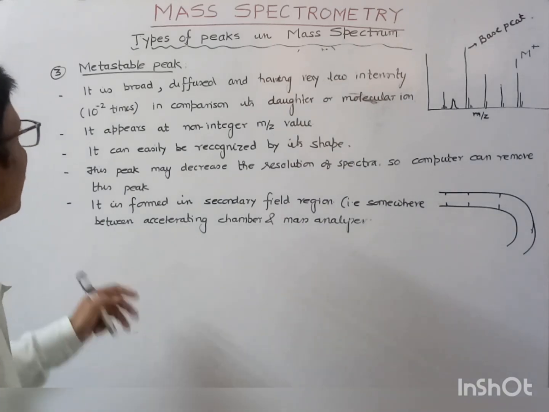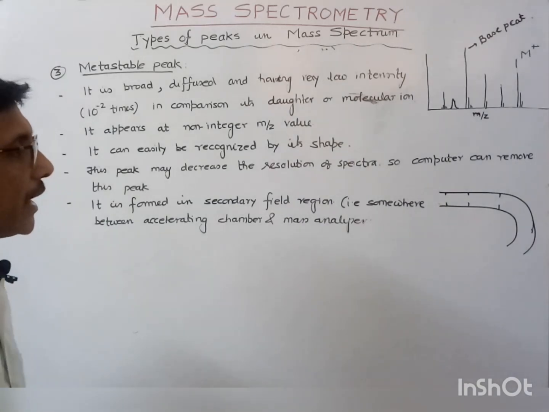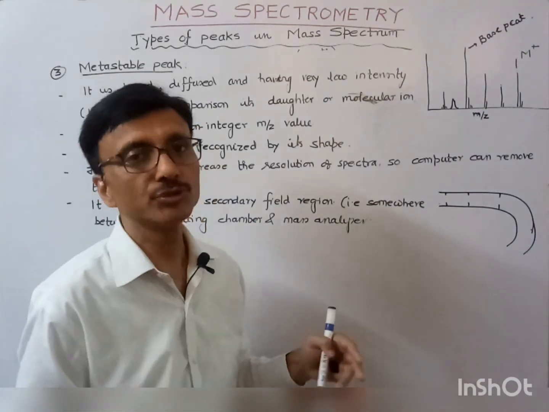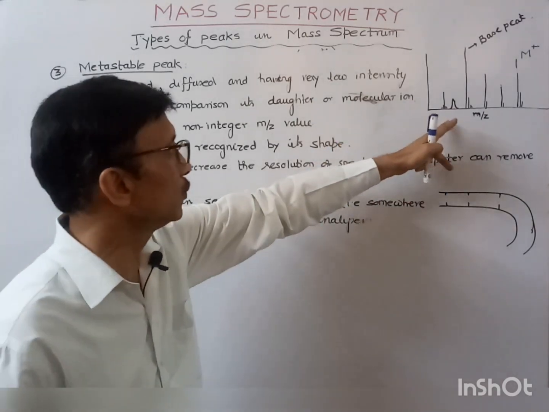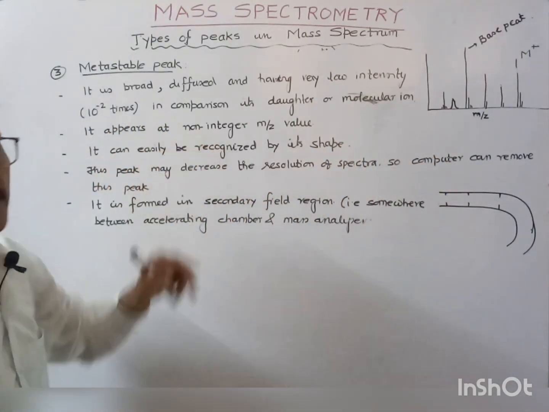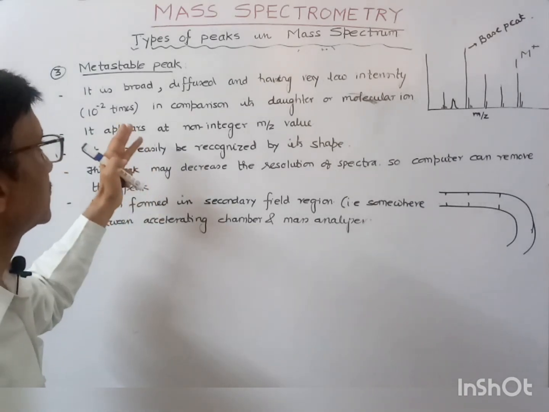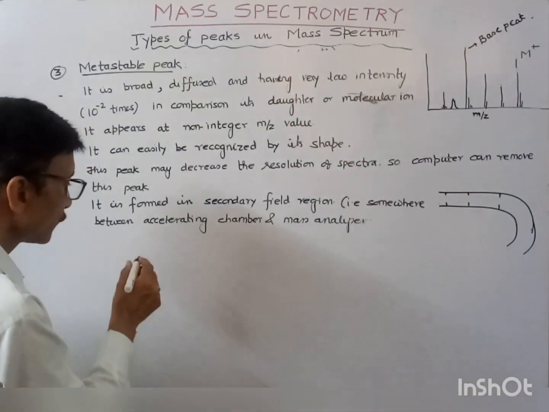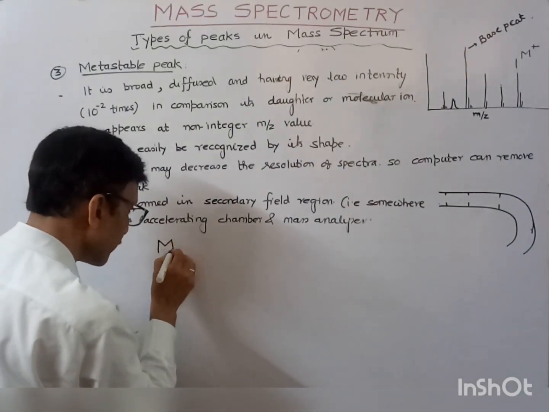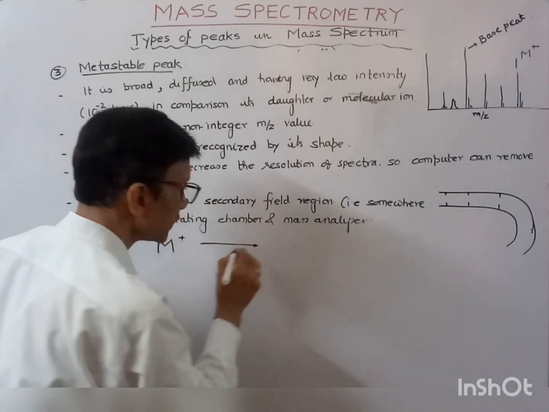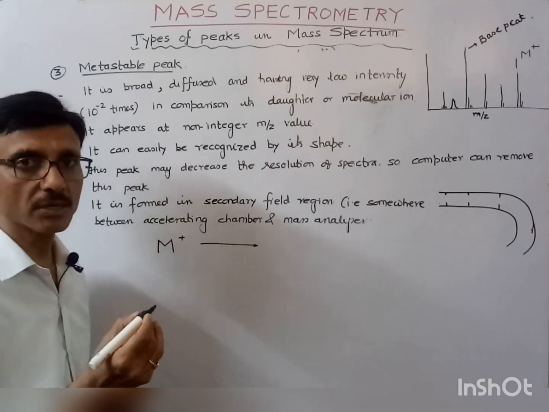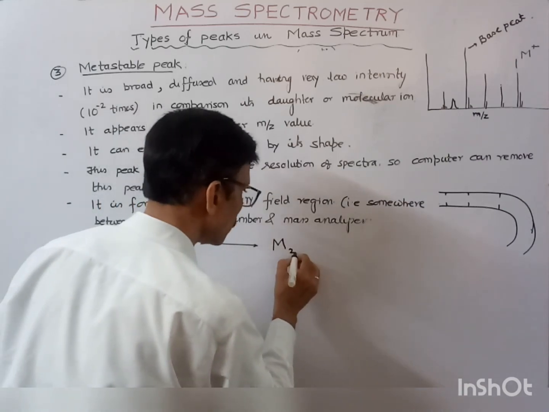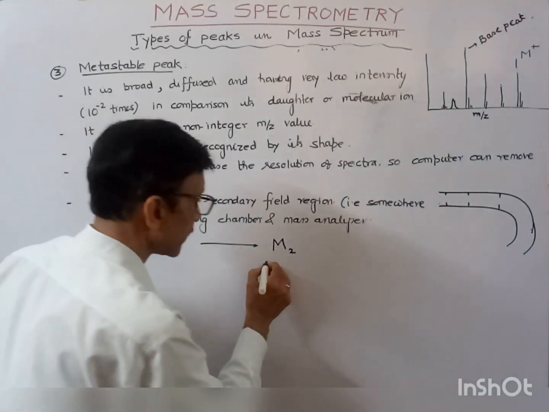Okay, so these are some points for the metastable peak, and let us look at some examples of how we can find the position of this metastable peak. What I told you is that the metastable peak appears at a non-integer value, and its intensity is very low in comparison to its daughter or molecular ion. Suppose we have a molecular ion M1, which gives M2, and this is our metastable ion.